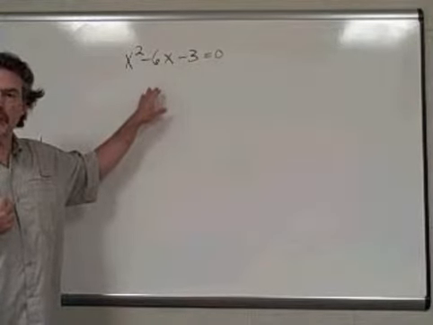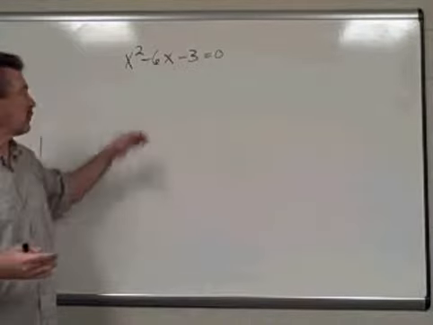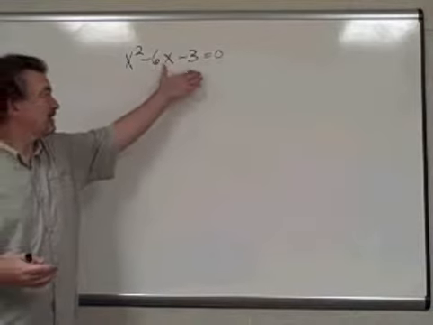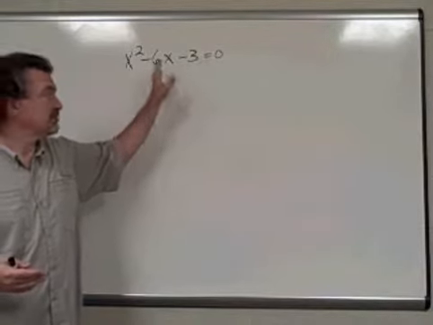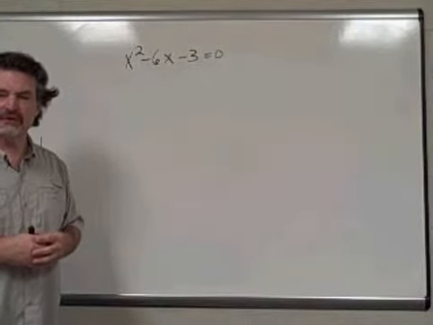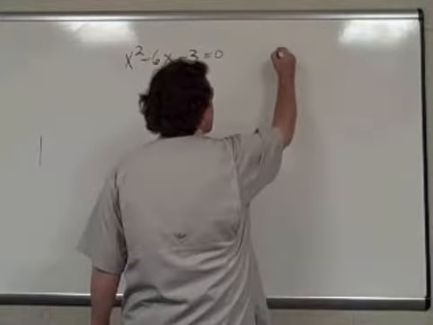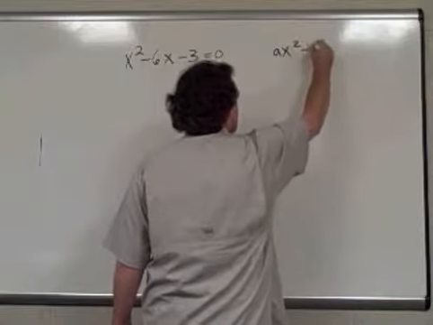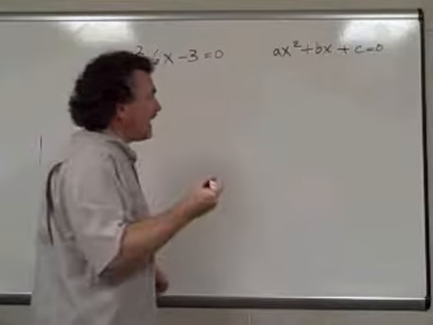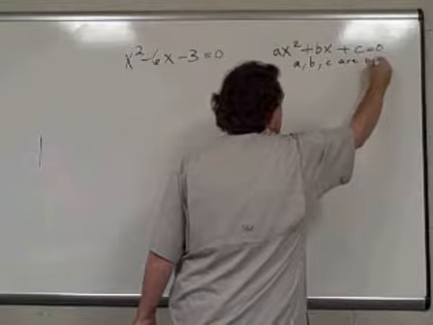Here's another quadratic equation. It's written in standard form. Remember, standard form is where we have the terms in descending powers of the variable, and we have all those terms on one side of the equation, and we have 0 on the other side of the equation. That's what we typically call standard form of a quadratic equation. The generic version of that looks like this: ax squared plus bx plus c equals 0, where a, b, and c are numbers.